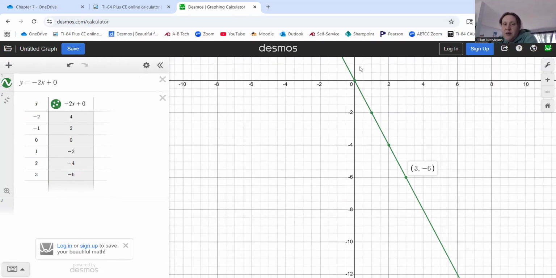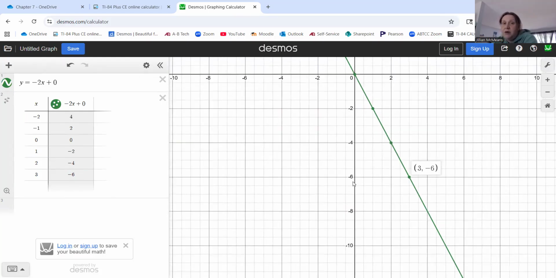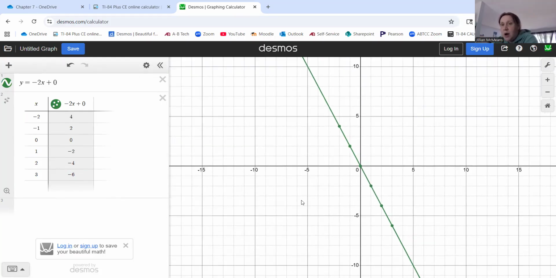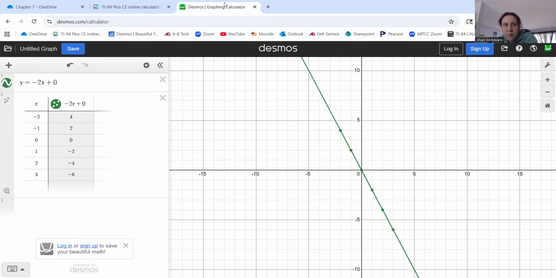Okay, so we verified, hey, we have the origin. We can see that from our table of values. We have the point 0, 0. We can also verify 3, negative 6. And again, I arbitrarily picked the 3. You could pick any value for x that you wanted to, plug it into the equation, and figure out what y would have to be. Okay, so let's go back to the worksheet.